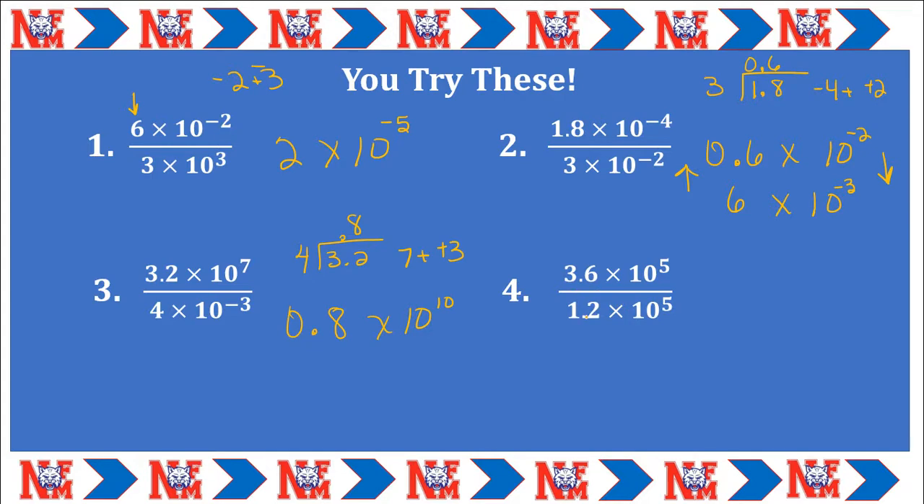Now we have 3.6 divided by 1.2. Move our decimal once here, move our decimal once here. So it's really 12 and a 36, which gives us 3. So I have 3 times 10, and 5 minus 5 is 0. So we could just say 3, because this is 3 times 1. Remember, anything raised to 0 is 1.